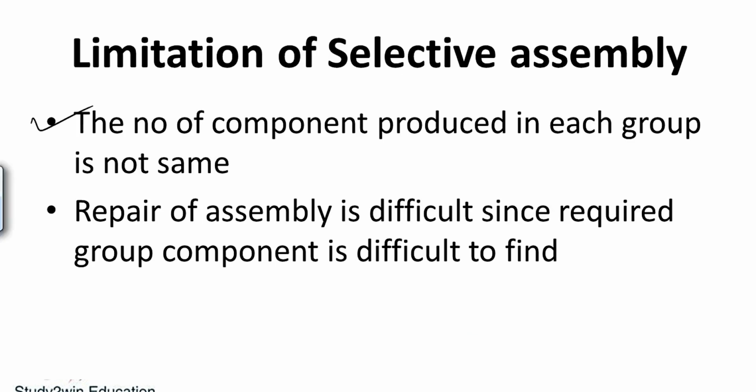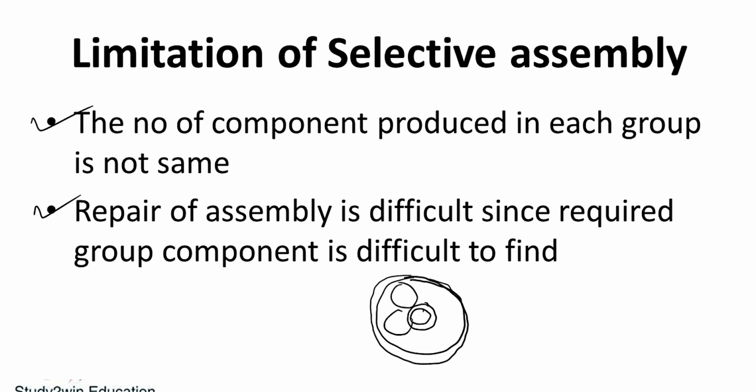But in spite of these disadvantages and limitations, we use this assembly in the ball bearing industry, because you know how the ball bearing is. A ball bearing has an outer race, then an inner race, and in between there are balls. It has a cage also. Let's not consider the cage, but there are three main important parts: the outer race, the balls, and the inner race. These three parts are assembled using selective assembly in the ball bearing industry.